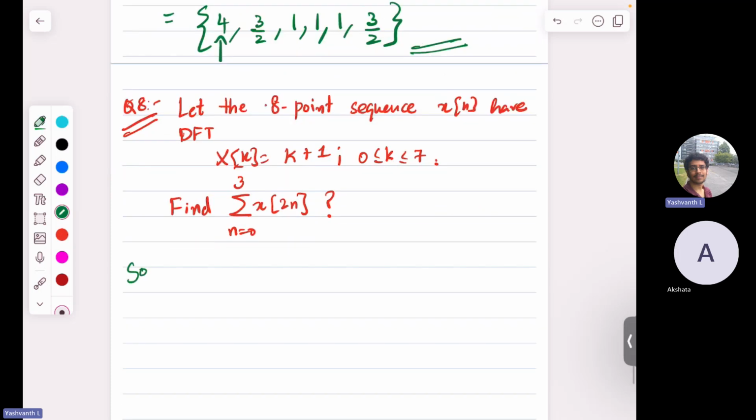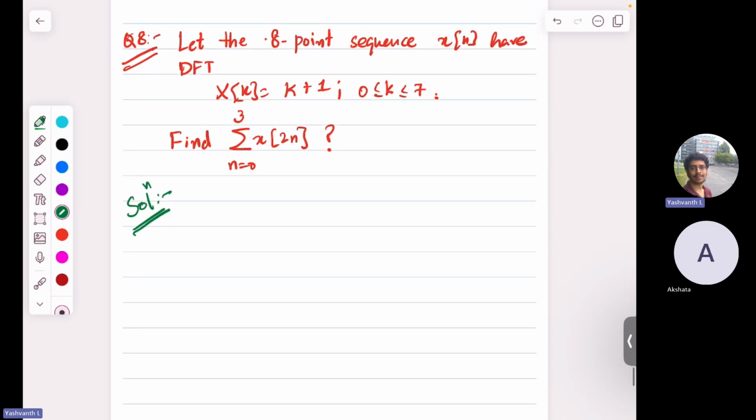It's a very interesting question, but actually this question comes by some very careful observation. So now, basically, what are we asking? Essentially, we're asking what is x of 0 plus x of 2 plus x of 4 plus x of 6. Correct? We are asking what is the sum of these 4 samples, if the DFT of the samples x of n is k plus 1 for k between 0 to 7. So a very crucial observation is as follows. What is x of k?